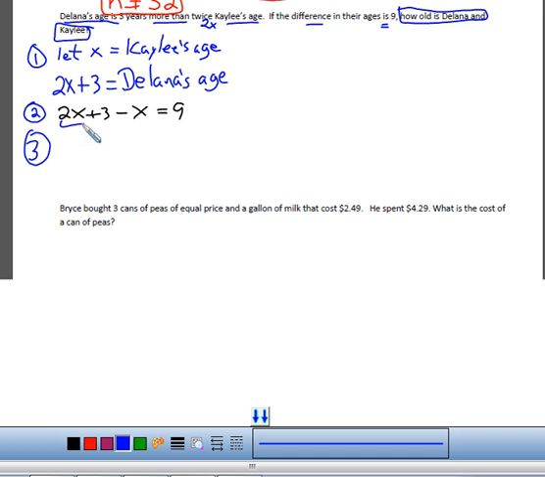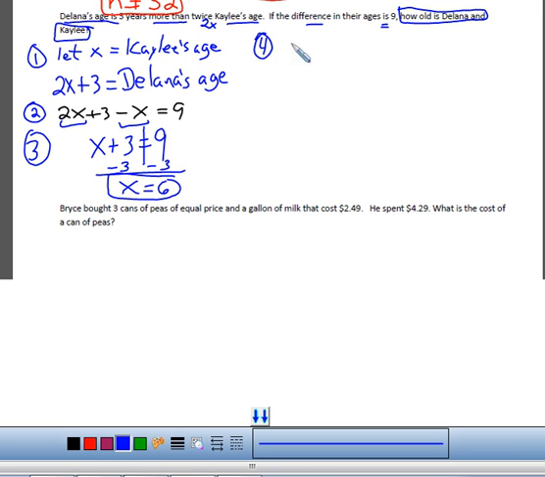So to solve, I'm going to combine like terms, and I get 2x minus x, which is x, so x plus 3 equals 9. Okay, so only another step, we're going to subtract 3, and we get x equal to 6. So there's what x is. Now this doesn't answer everything. So step 4, I'm going to do a quick check.